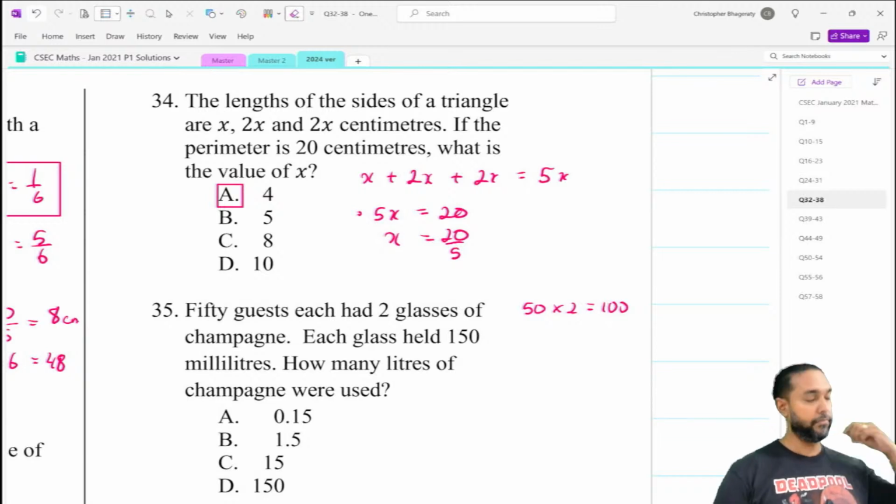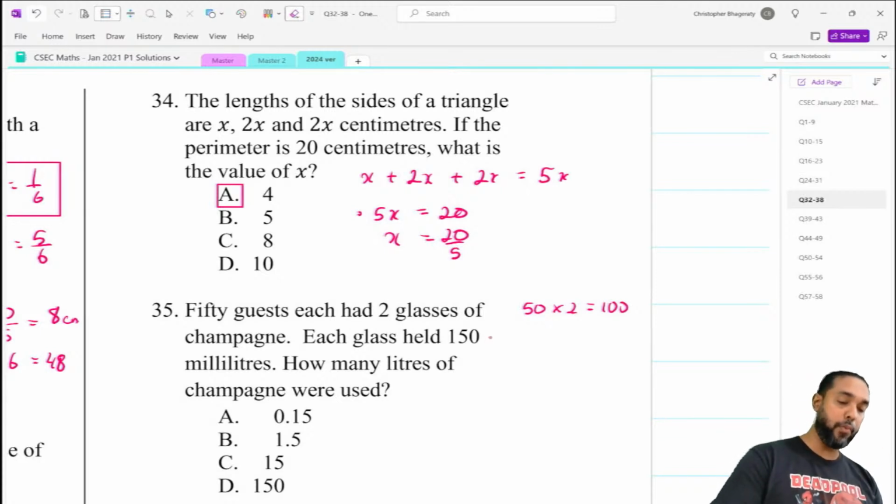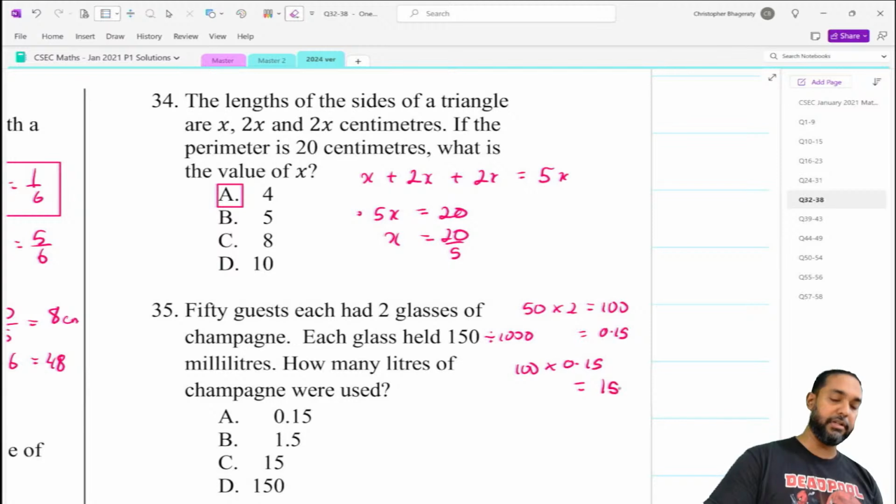I knew it was 100, but something in between there made me lose it. It's the conversion from milliliter to liter. To go from milliliters to liters, you divide by 1,000. And that will give us 0.15. And now we will take the 100 glasses and multiply by 0.15, and we will indeed get 15 liters.